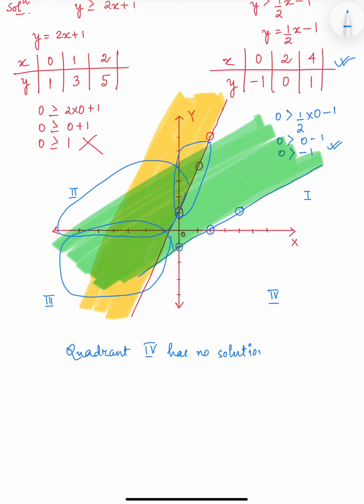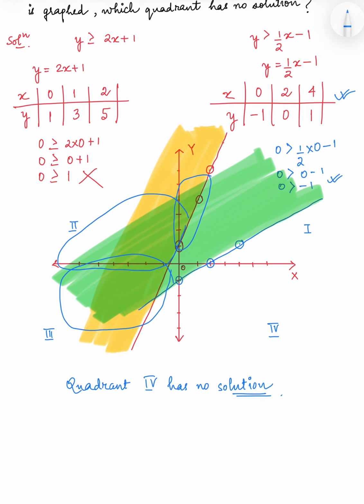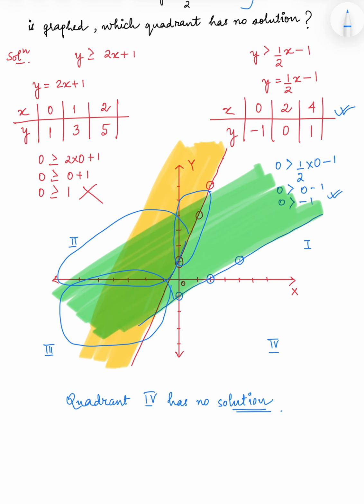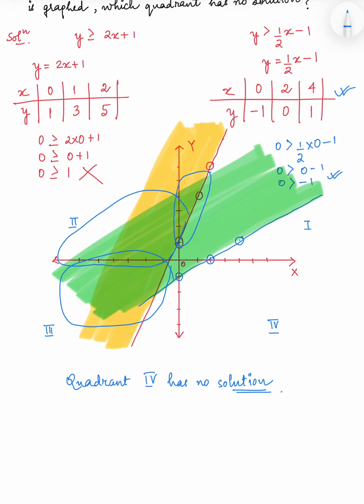Now this is a sample question for SAT, and you can definitely use Desmos, but I wanted to give you a manual method to solve the question.